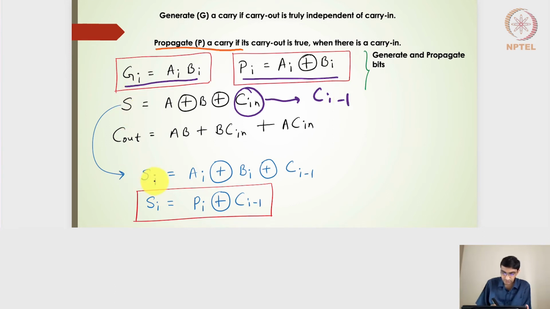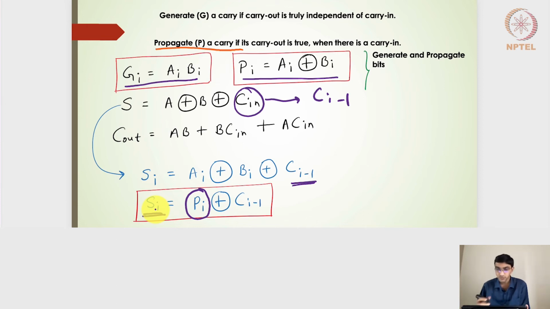This sum can also be stated as Si for the ith bit, Ci minus 1 the carry input, and the Ai, Bi expression. Ai and Bi, I can consider to be nothing but the Pi, the propagate bit. So the propagate bit XOR with Ci minus 1 will give me the sum bit. That is how we will be using this bitwise propagate signal to define the sum output and also the carry output.